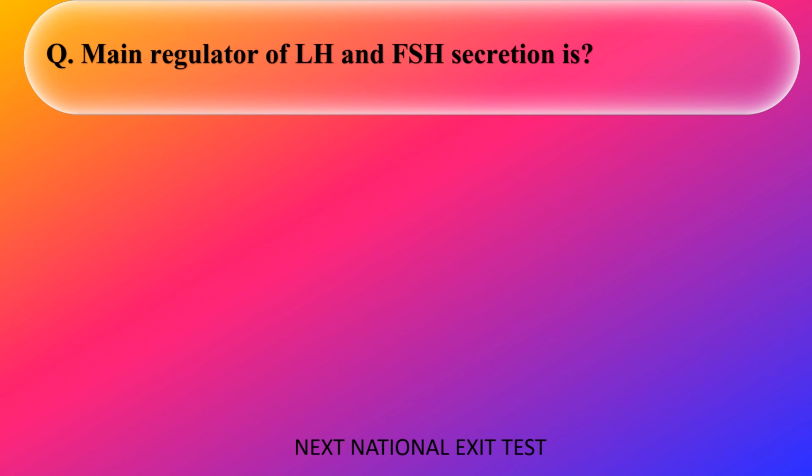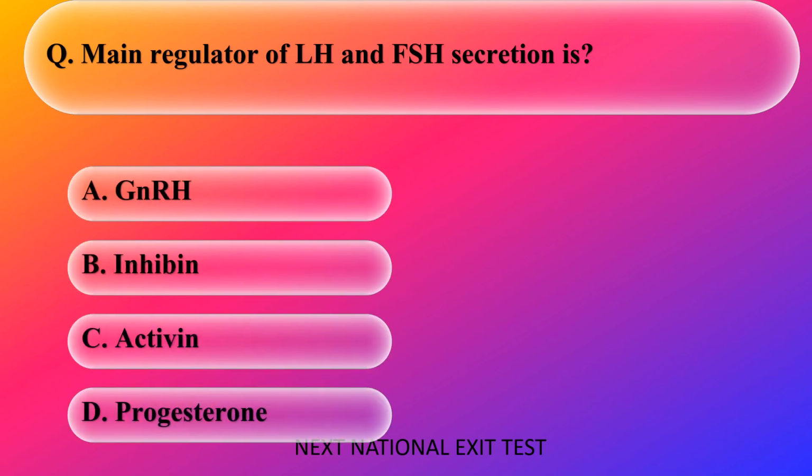The main regulator of LH and FSH secretion is: four options are given: A. GnRH, B. Inhibin, C. Activin, D. Progesterone.